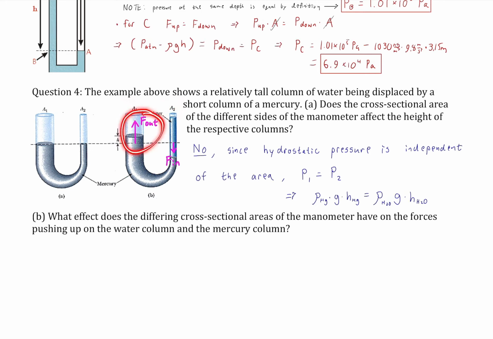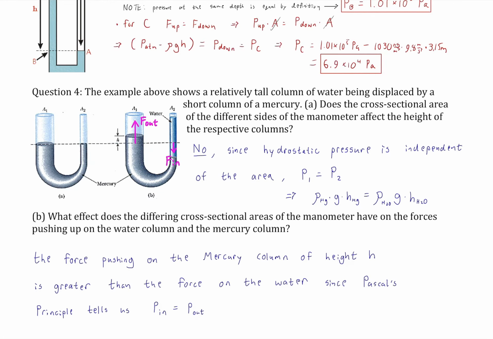But what about the forces, right? Because the forces must also balance each other. F in must equal F out. Notice I'm using F in and F out because that's the terminology of Pascal's principle. Again, a segue to the next and last topic. Okay? So then what effect does that cross-sectional area have, right? Because this is a special manometer. This manometer is specifically designed to have lopsided cross-sectional areas on either side of the U. Okay? Well, let's see how it matters.